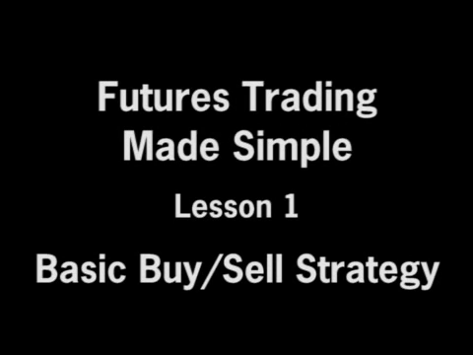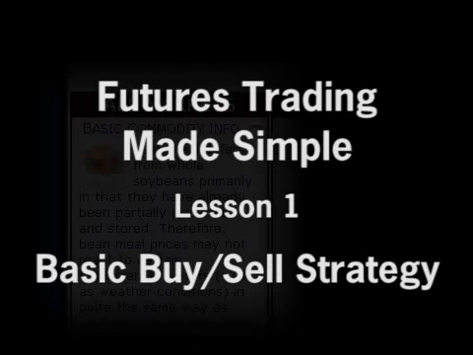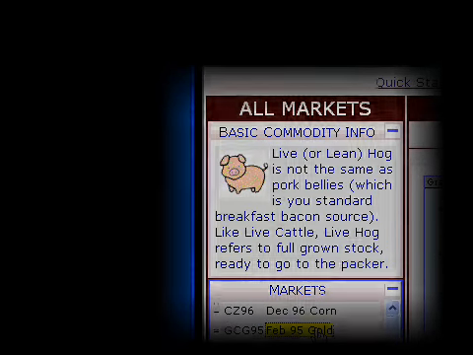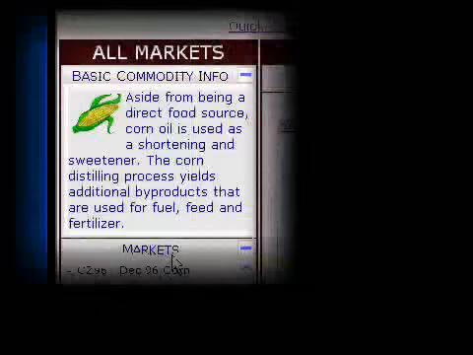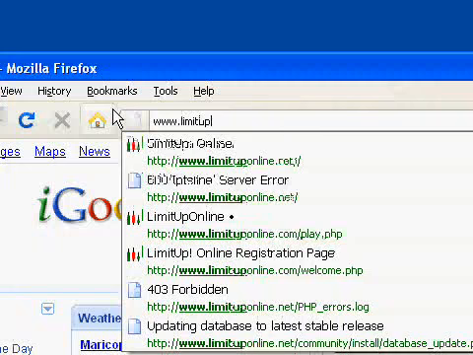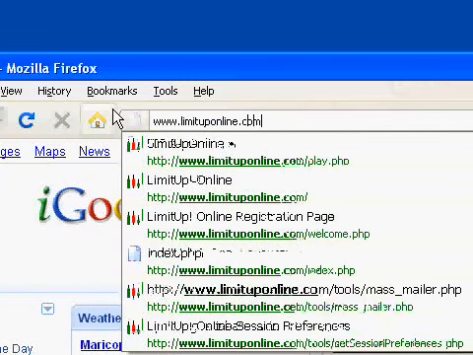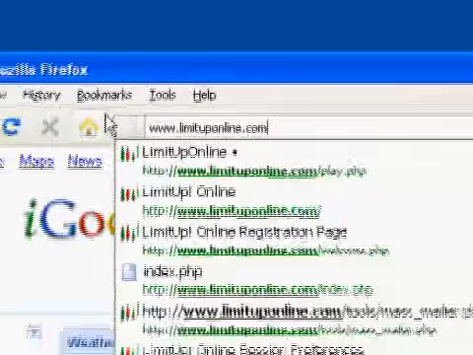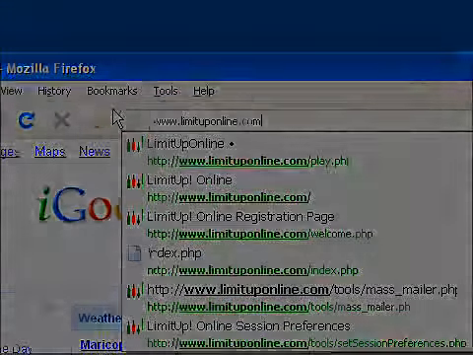This is a basic futures trading tutorial. If you've ever wondered how to make money buying and selling pork bellies, gold, soybean oil, you've come to the right place. For this tutorial, we'll be using Limit Up Online, which is a futures trading simulator. It's a good choice for this exercise because it's free and you don't need to open a trading account. And Limit Up Online is in fact a game, not an actual trading tool on some brokerage website. So let's see if we can make some money.